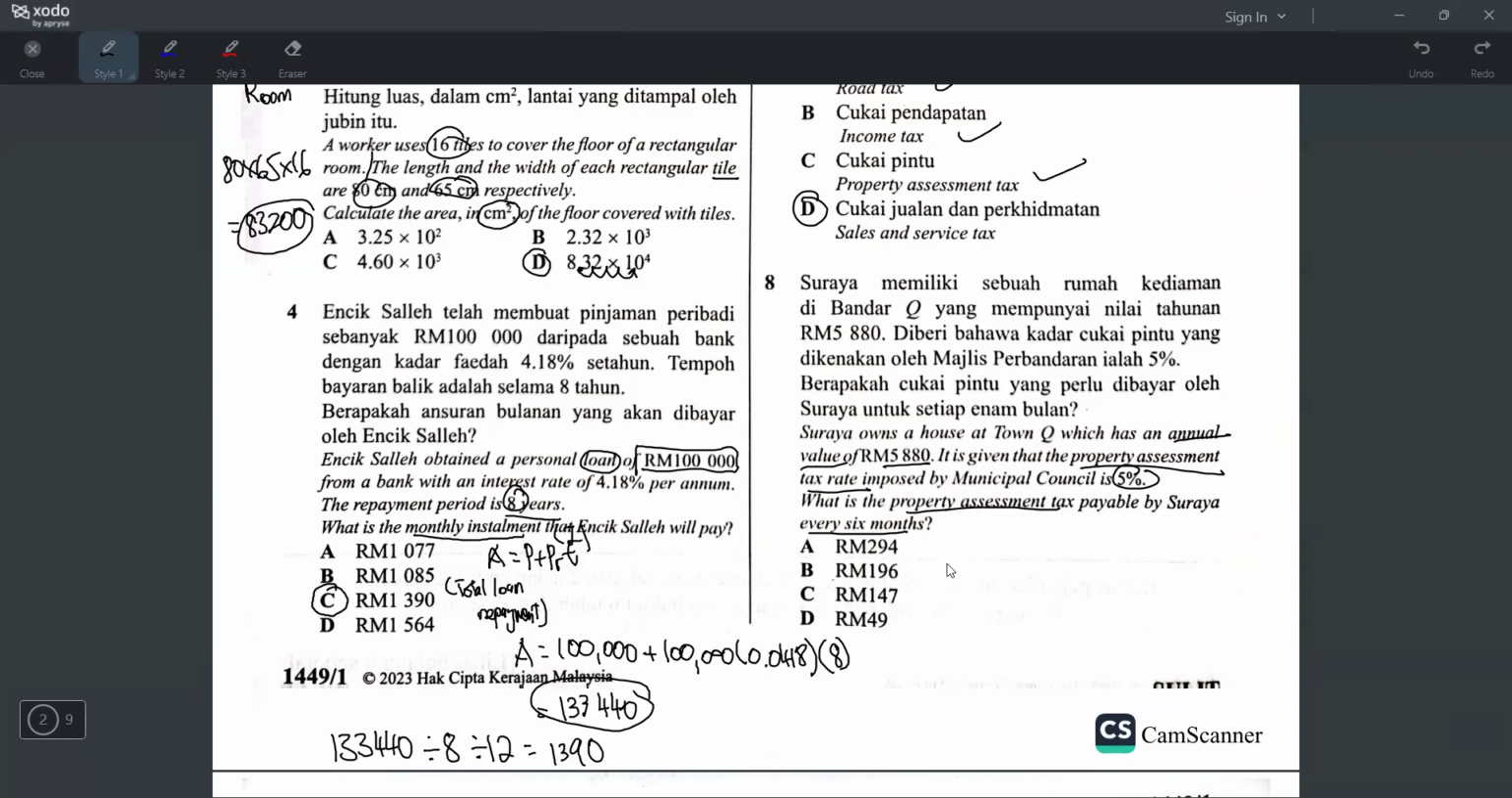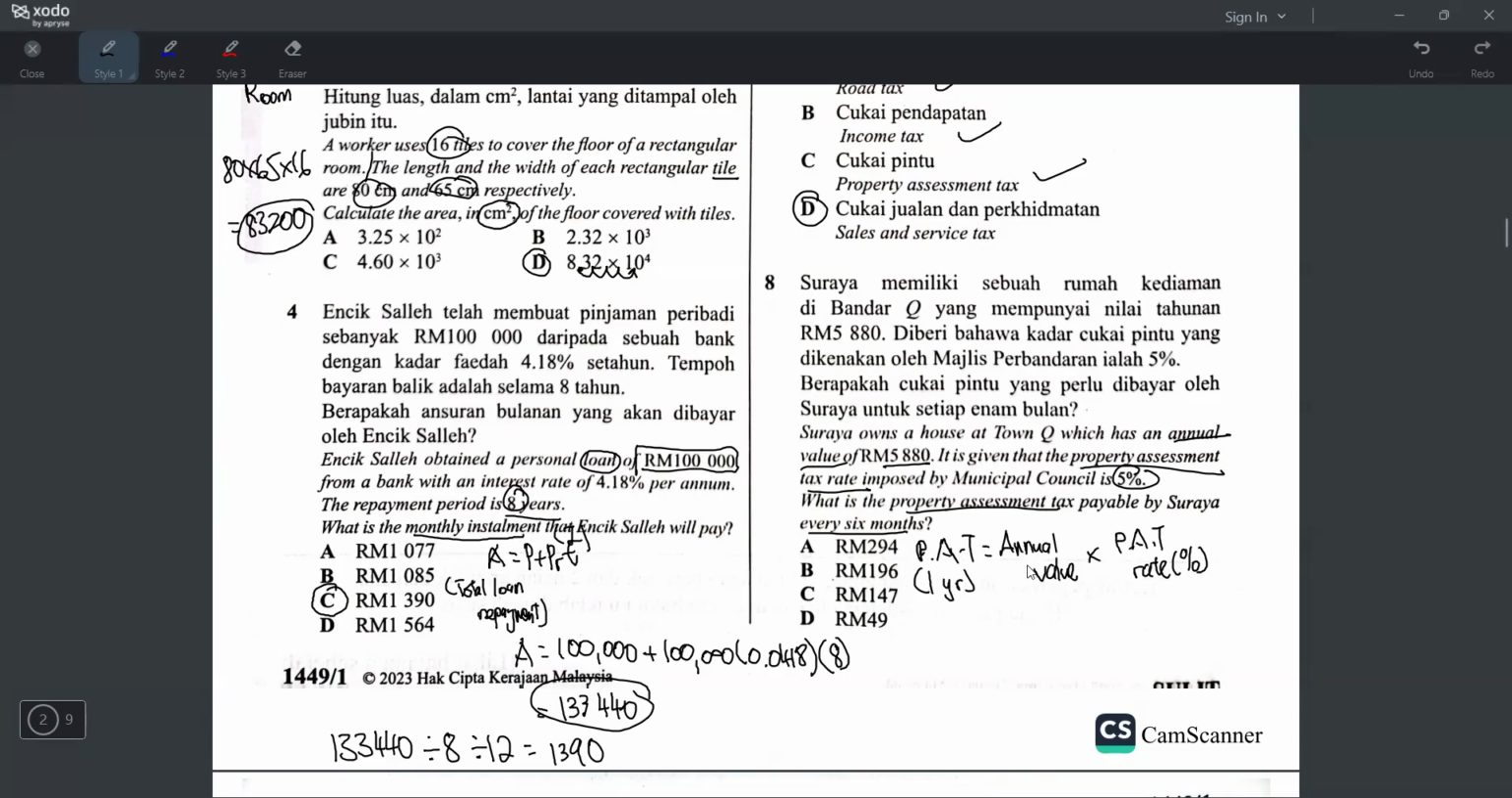Okay, ada formula. The formula for cukai pintu, property assessment tax, is equal to the annual value, ataupun nilai tahunan dalam bahasa Melayu, darab dengan dia punya percent, which is the property assessment tax rate. The tax rate is in percent lah. But when you do it like that, the property assessment tax you calculate is for 1 year. So this is the formula yang you kena ingat. Property assessment tax for 1 year is the annual value darab dengan dia punya rate in percent.